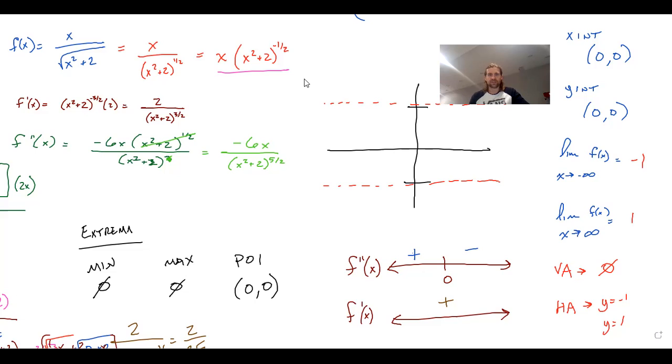The other thing that we need to mark here on our graph is our x-intercept, our y-intercept, and it ends up being our point of inflection at 0, 0. So we want to make sure that that's marked. And then we're going to follow our graph.